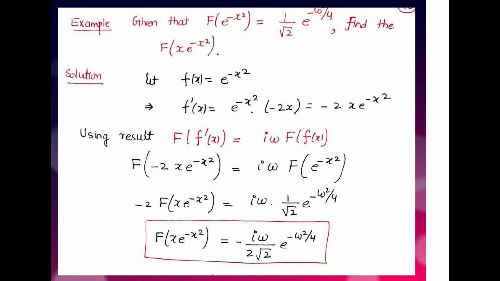Now we use the property of the Fourier transform of derivative of a function, which is Fourier transform of f dash x is iota w Fourier transform of function f. Now put the value of the function f and its derivative f dash x in this formula. On the left hand side, minus 2 I can take common. We have Fourier transform of x e raised to power minus x square. On the right hand side, we can put the value of Fourier transform of the function e raised to power minus x square. Divide by minus 2, we have the result.